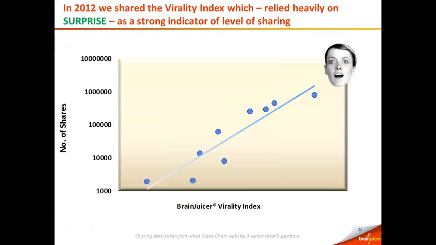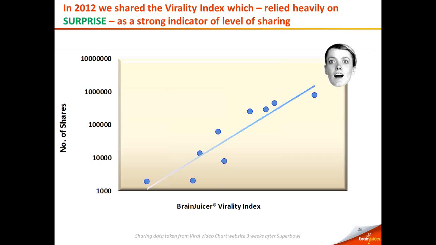Now, some people may remember or not, but last year for 2012 we shared something called the Virality Index, and this was a measure that was very predictive, based on all the Super Bowl testing we did last year, of how likely people were to share a commercial, and it was very dependent on surprise. Surprise was the lead element really within our Virality Index. Surprise and the intensity of that surprise.